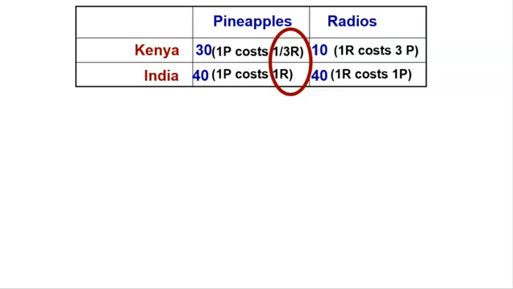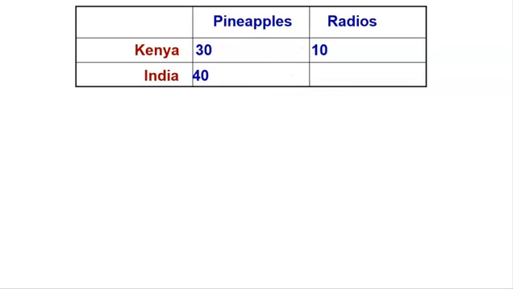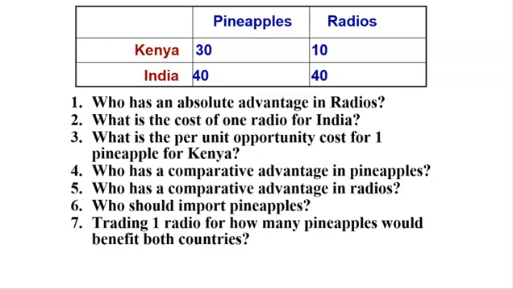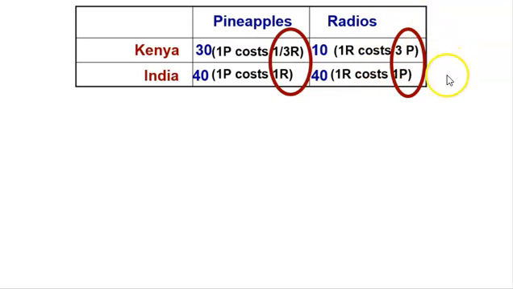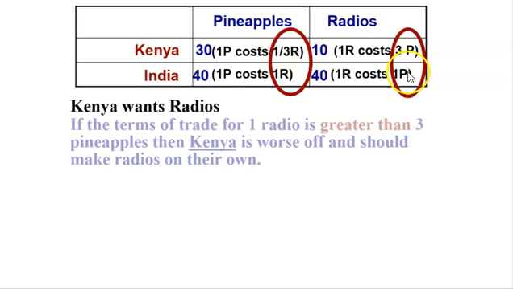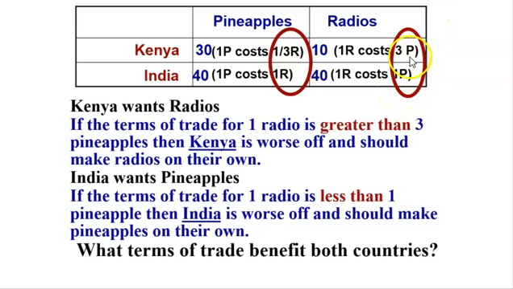So question number 7, coming all the way back, is trading one radio for how many pineapples would benefit both countries? Looking over here at these two circles, we've got one radio for what number of pineapples would benefit either country. We know that Kenya wants radios, and the terms of trade is anything between those numbers. So the answer to number 7 is one radio for any number in between is going to benefit both countries. That means that one radio for 2 pineapples, for instance, would benefit both countries at the end of the day.